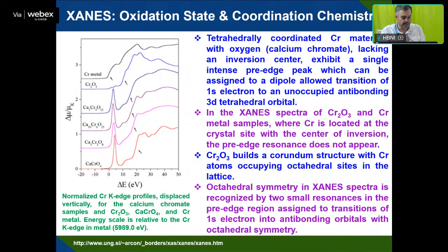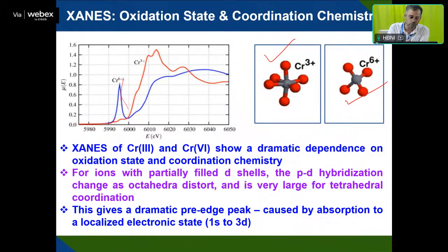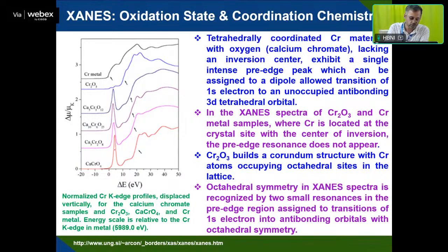And then you can see another example here. This is calcium chromate, CaCrO4, and at the top is chromium metal. If you go from chromium metal through chromium oxide and different compositions to finally calcium chromate, you can see that when you have a tetrahedral coordination, you get a peak.